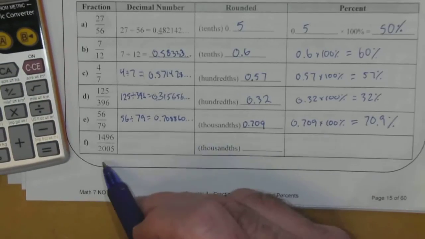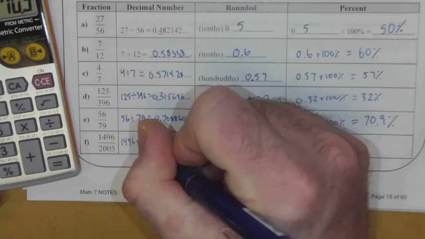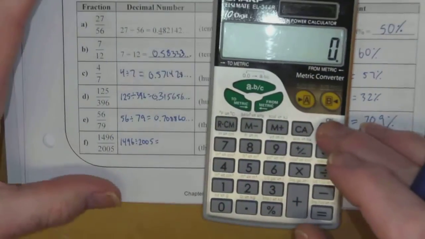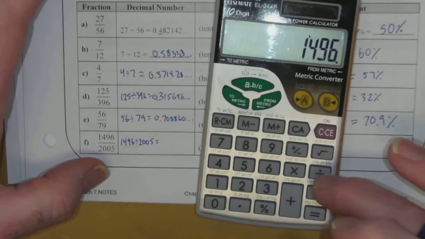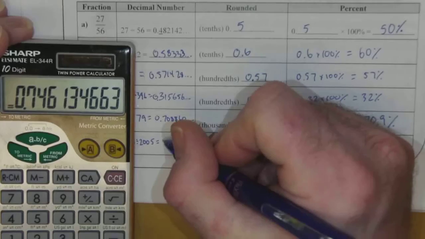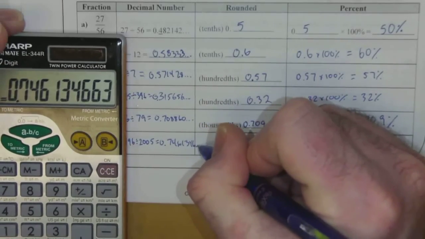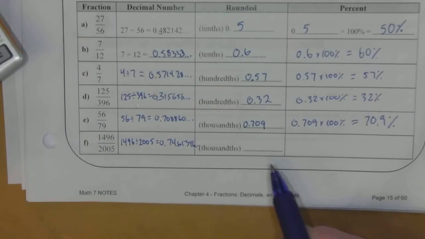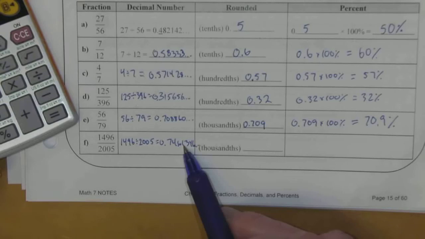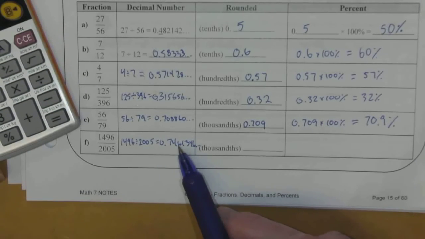Last one, 1496 over 2005. 1496 divided by 2005 equals, let's try that. So I have an answer of 0.746136, etc. We're rounding to the nearest thousandths, so we're going to keep 3 and look at the fourth one. In this case, the fourth digit is a 1. So our third digit, the 6, isn't going to change.